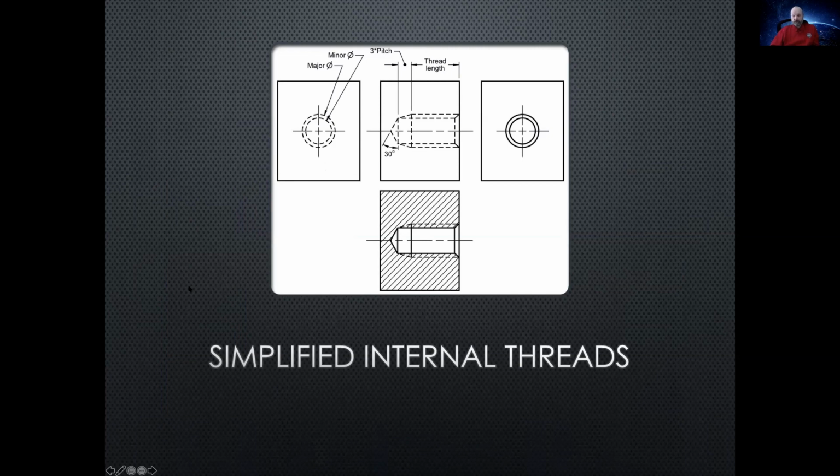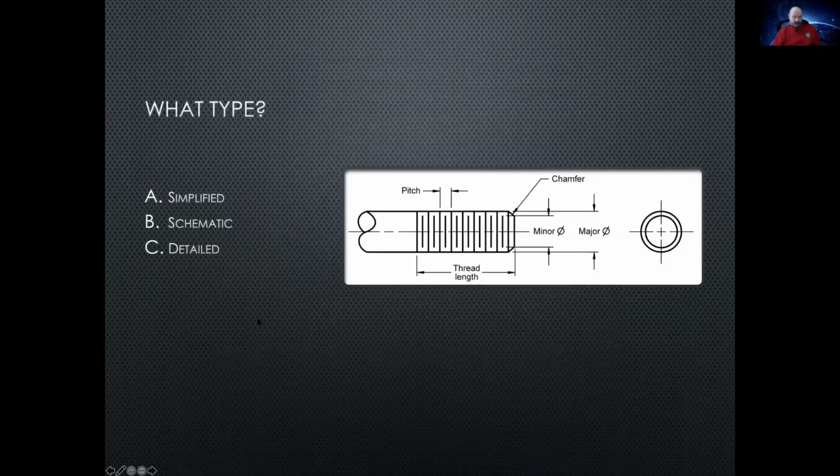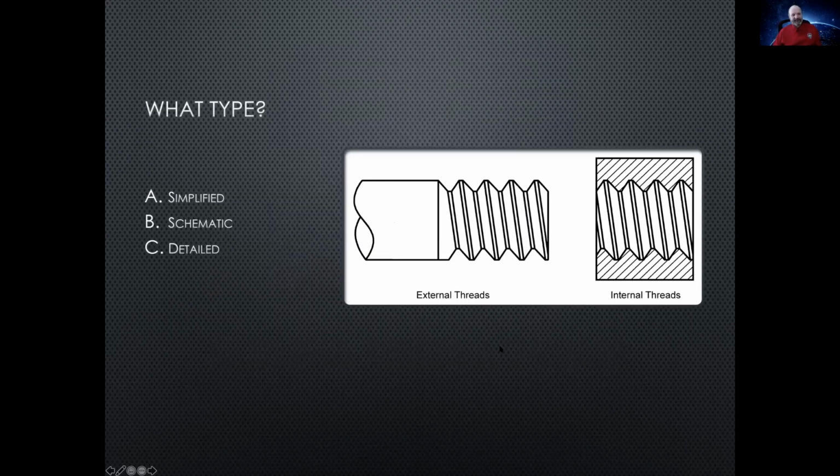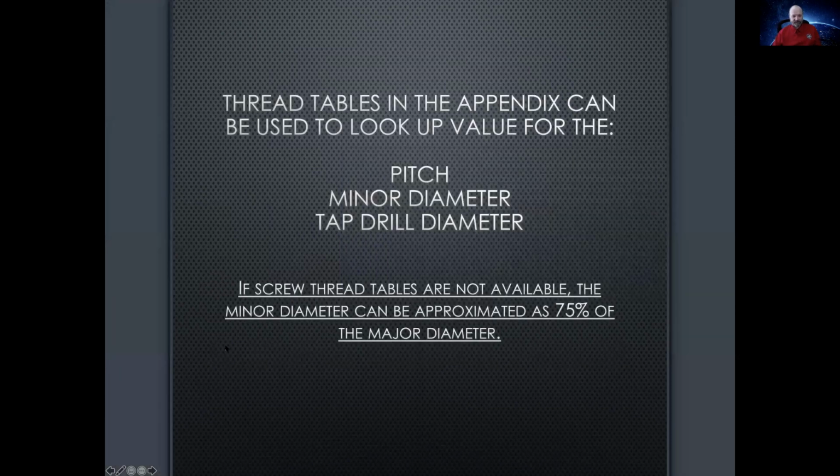Now for a short quiz for no points. All right, so what type is this? Simplified, schematic, or detailed? Someone guess. Schematic is correct. Good job. What about this one? Simplified, schematic, or detailed? Figure the top one is A if you're going to use a letter. Good job. You can assume that. All right, what type is this one? Yeah, detailed.